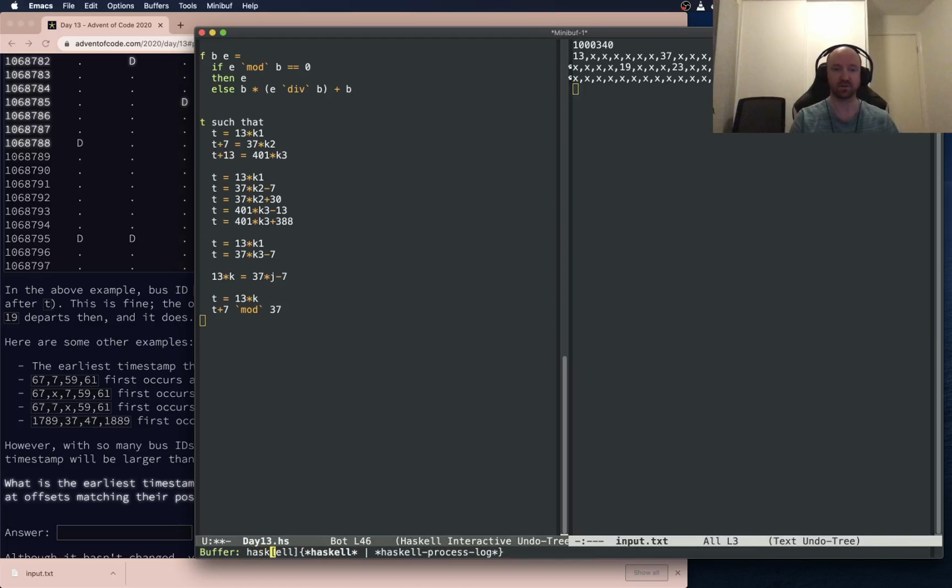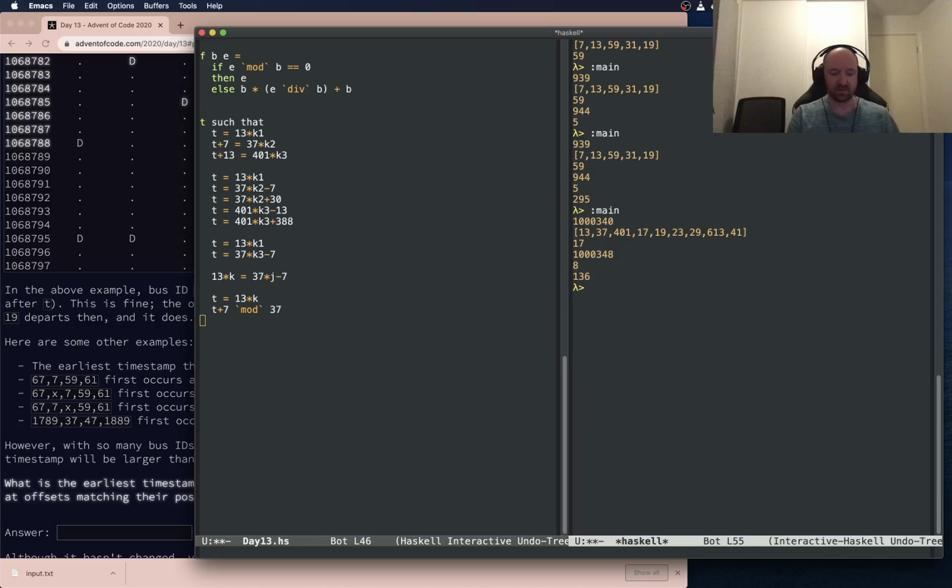If I've understood it right, if you look at 13 times 3, which is 39, plus 7, which is 46, mod 37, then we're off by 9 minutes. And if we then add, no, it doesn't work. I wonder if we can just look at the pairs.